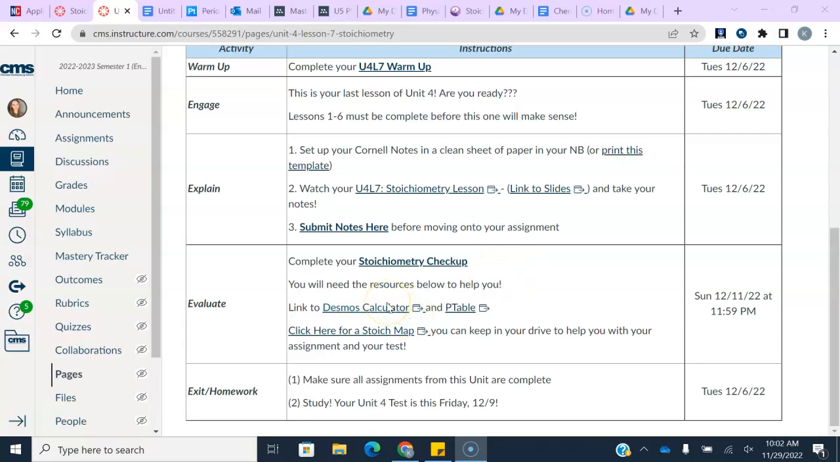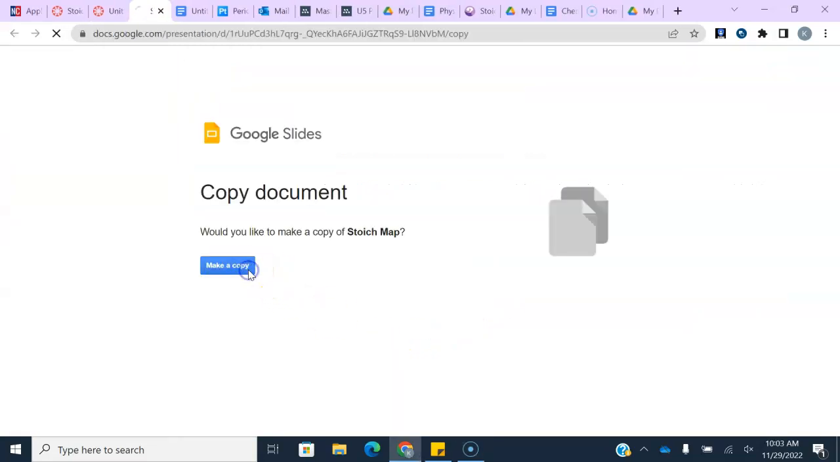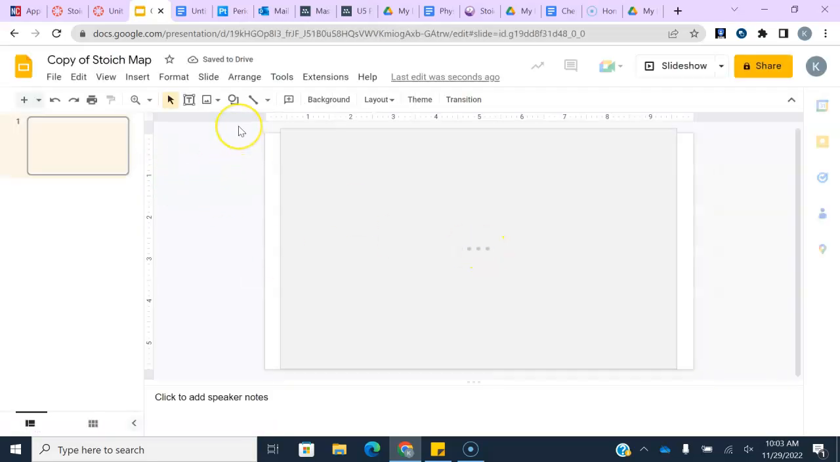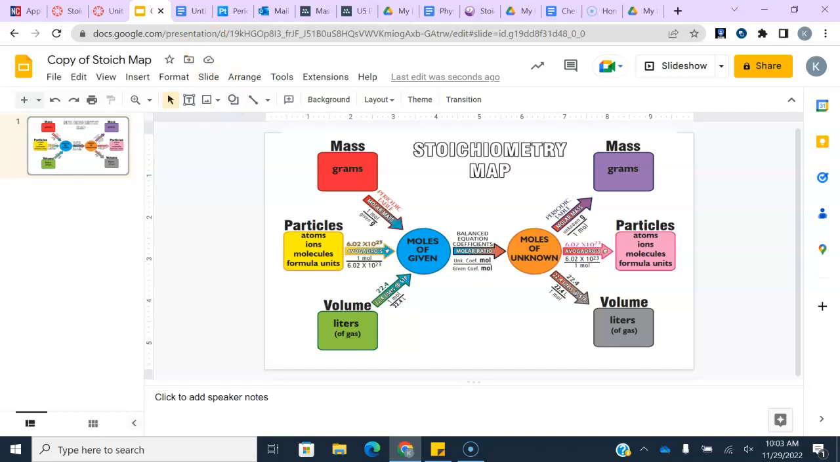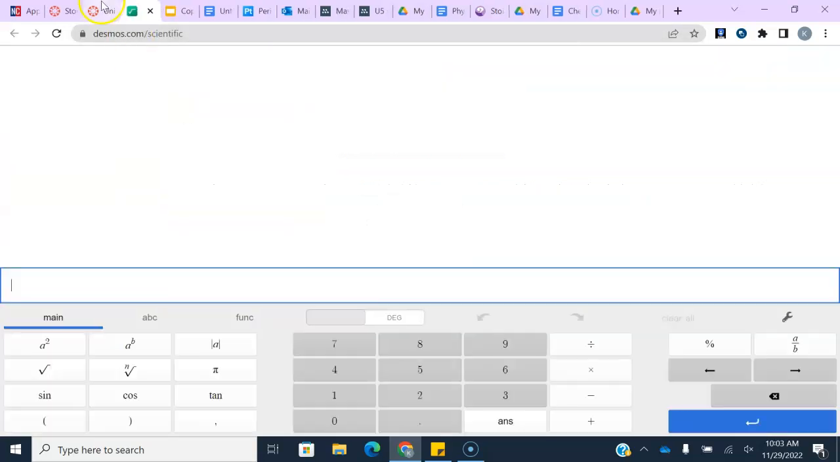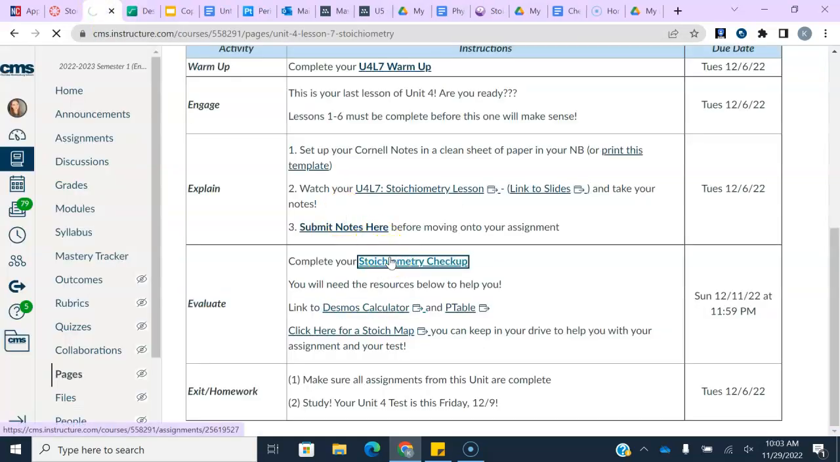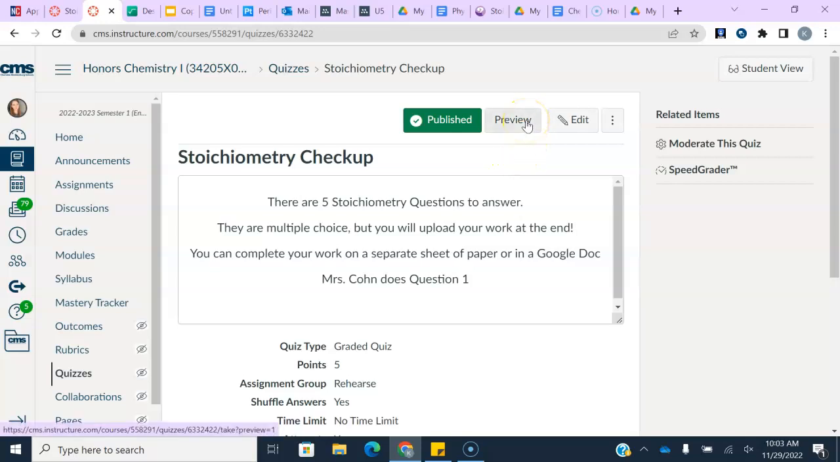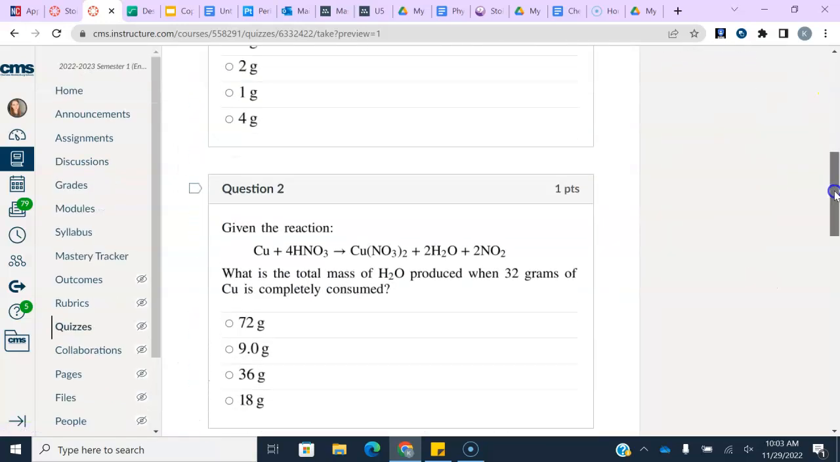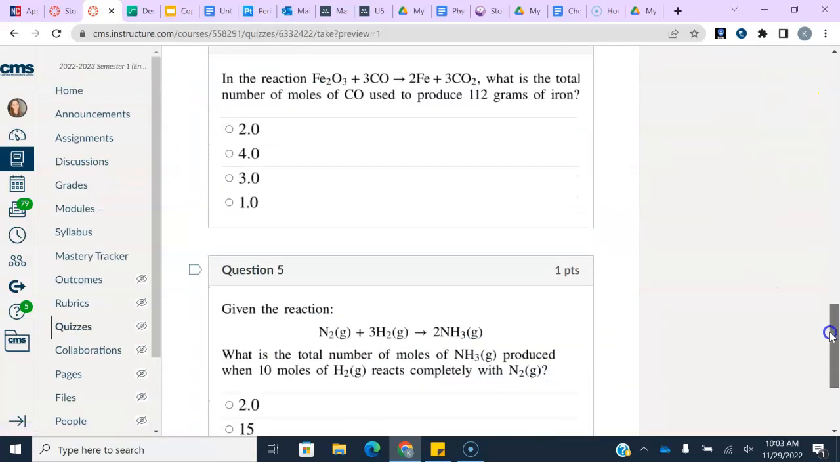You'll also need a calculator, your periodic table, and then I have a copy here of the stoichiometry map for you. So, we'll go ahead and open this and then we'll get started. And I don't think I have a calculator open, so I'll go ahead and open that. Alright, so this is in just a quiz form. There's 5 questions, so it will be multiple choice, which means you will probably be able to tell whether or not you have done this correctly. But these questions are going to be multi-step questions that you'll have to use your map for.